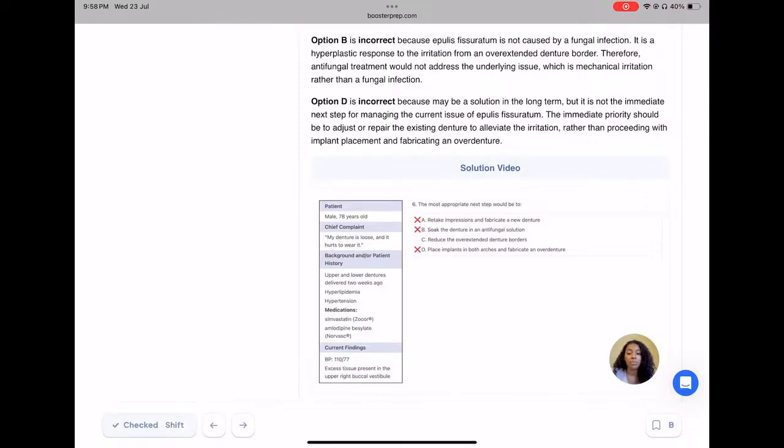So this leaves us with option C, which reads, reduce the overextended denture borders. By doing that, we can fix the fitting of the denture and thus remove the source of irritation. And this will allow the epulis to heal on its own. So that makes option C correct.